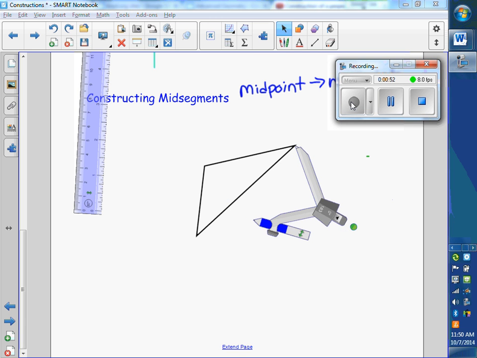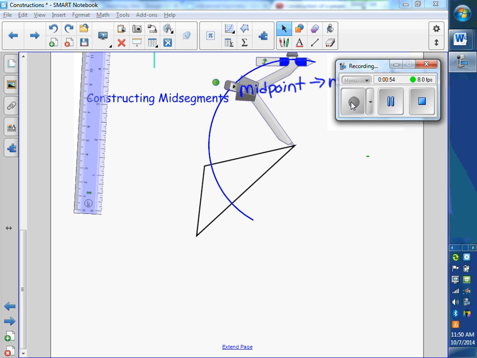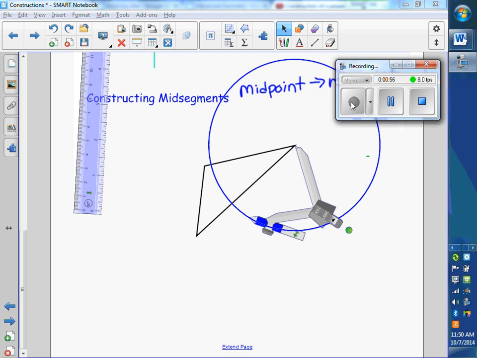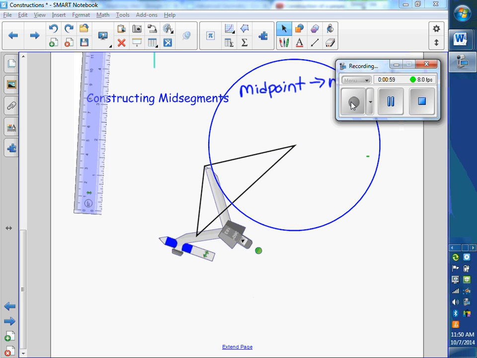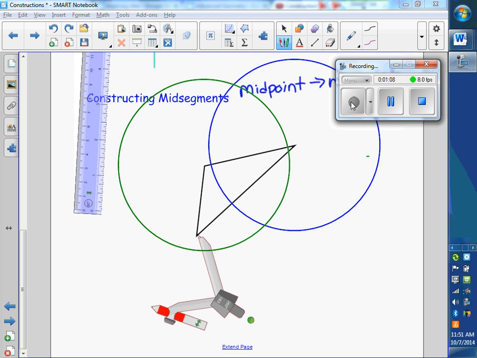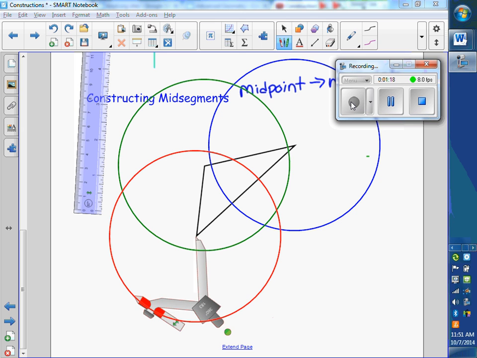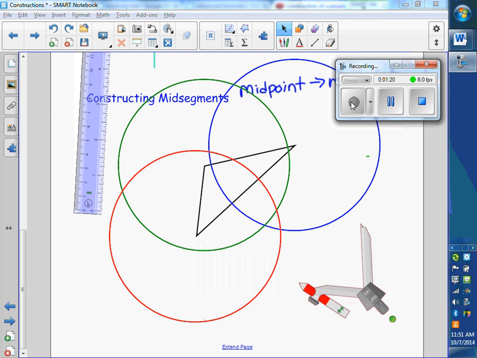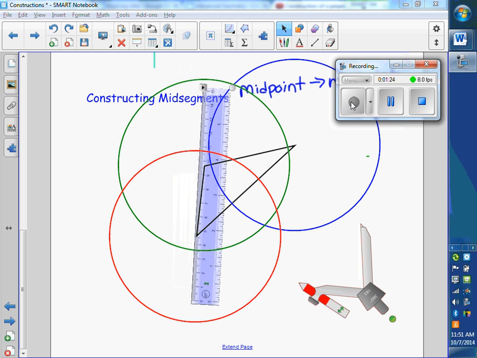So I'm going to switch the color of the circles because it is kind of hard to see with all one color. Even though I'm not switching the compass size, I've gone to all 3 vertices, and I'm drawing 3 circles, okay? Then I'm going to use, like I said, you guys would try to use your ruler, but let's see if I have a little more luck, your straight edge.